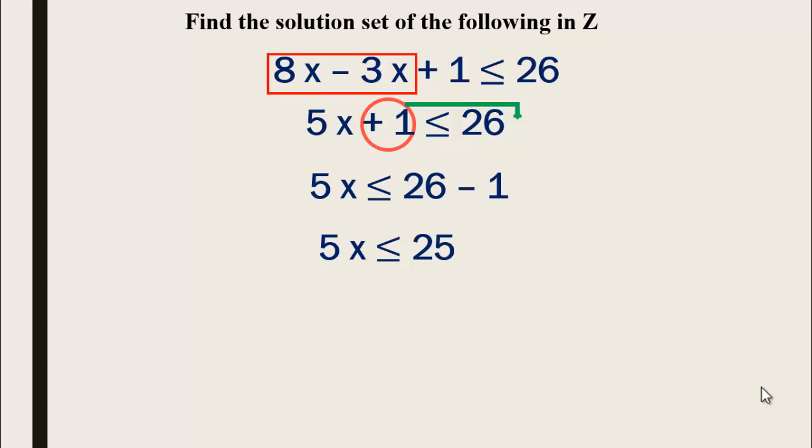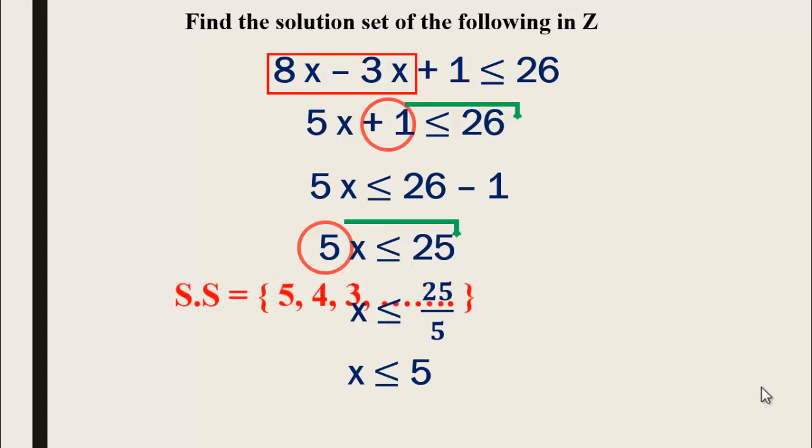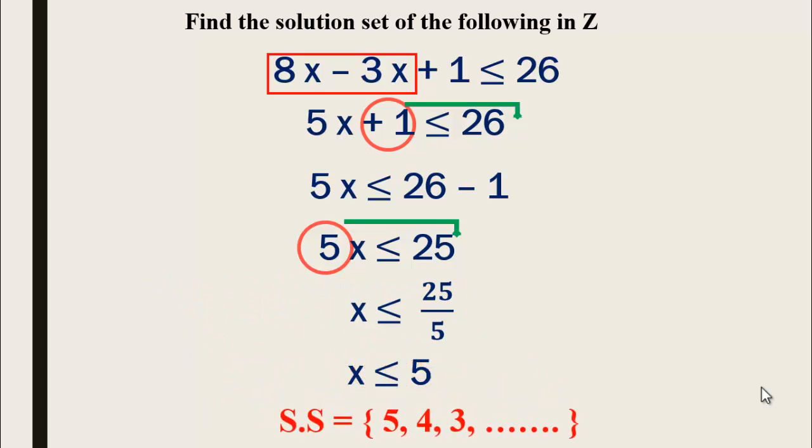Here is my second operation, which is multiplication, 5 times x. I will move 5 to the other side with division. So, x is less than or equal to 25 divided by 5. x is less than or equal to 5. So my solution set is going to contain all the integers which are less than or equal to 5. So my solution set is 5, 4, 3, and so on.